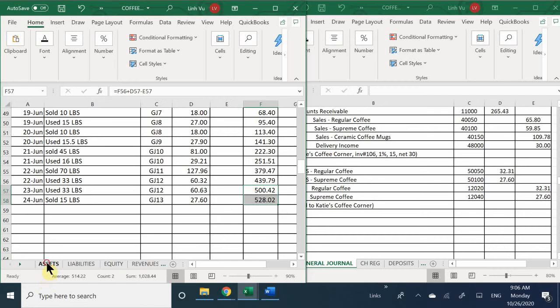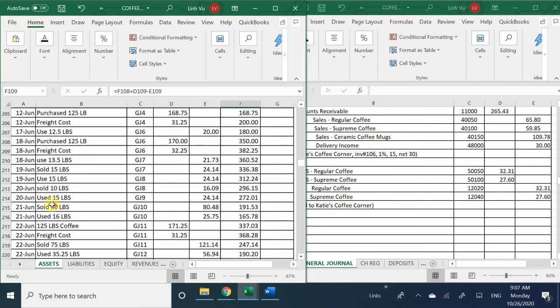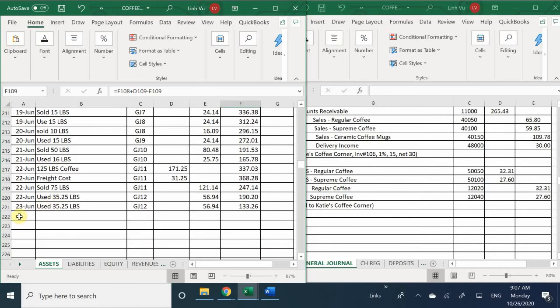Then we go to assets under regular coffee. Sold 20 pounds. GJ 13. 32.31. Total should be 195. Let's check that number one more time. 32.31. Did I say it opposite? Did I have a dyslexic moment? Yes, you did. All right. $100.95. Those moments are real.